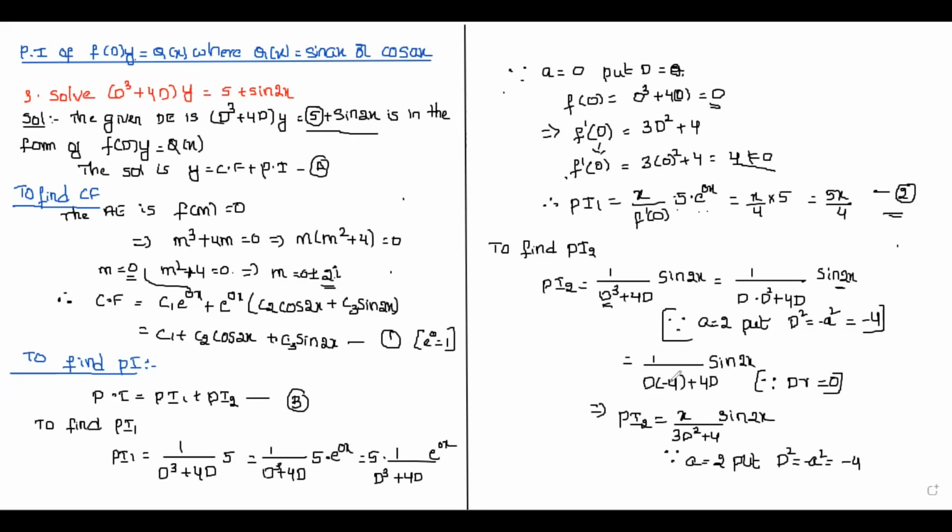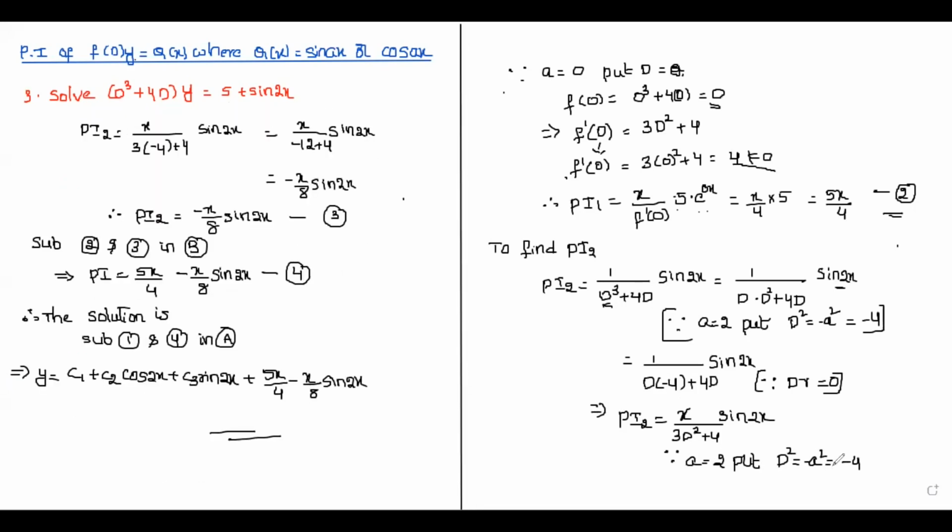In such cases, we have to multiply the numerator by x and find the derivative for the denominator, which is equal to 3d square plus 4 into sine 2x. Now you substitute your a. Since a is equal to 2, you substitute d square by minus 4. Now if you substitute d square is equal to minus 4, then particular integral 2 will be equal to x by 3 into minus 4 plus 4 into sine 2x, which is equal to x by minus 12 plus 4 into sine 2x, which is minus x by 8 into sine 2x.